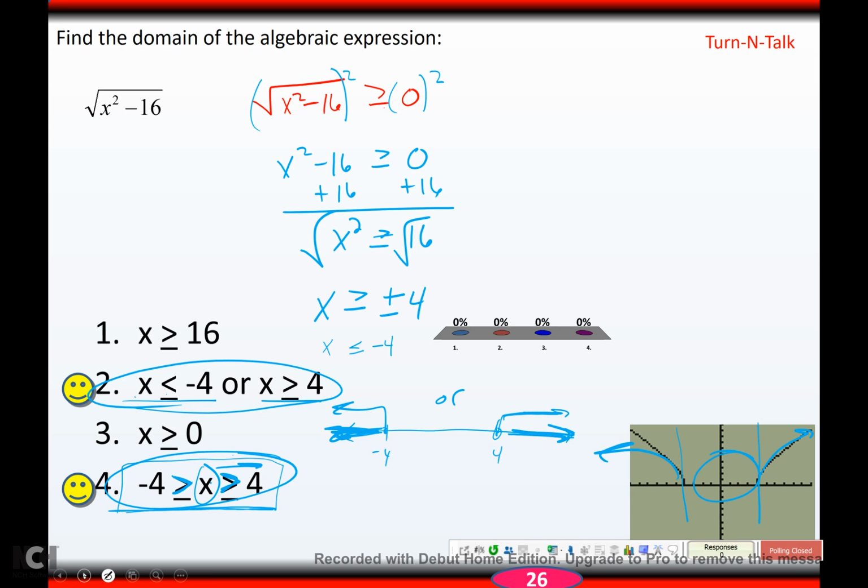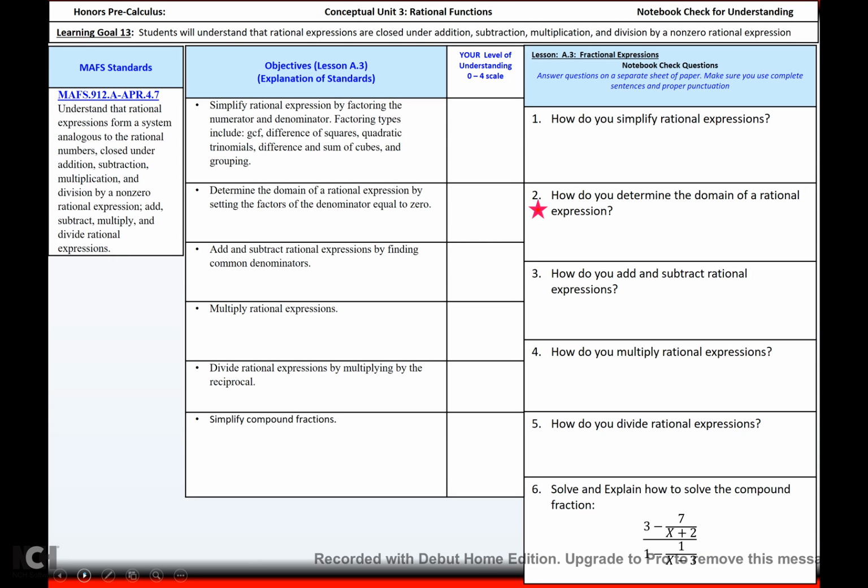Alright, so how do you determine the domain of a rational expression? Denominators can never equal 0, and radicals have to be greater than or equal to 0. Radicals with letters underneath them.